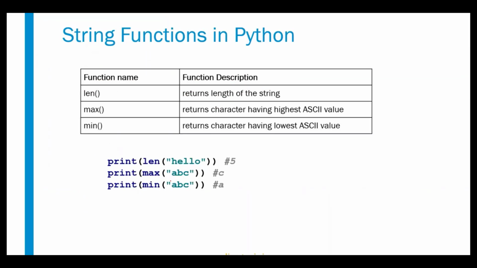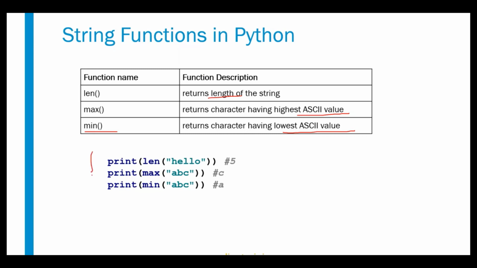Now let's move on to the next category, string functions in Python. There are three functions we have: the len function, max function, and min function. The len function returns the length of the string, the max function returns the character having the highest ASCII value in the string, and the min function returns the character having the lowest ASCII value in the string.